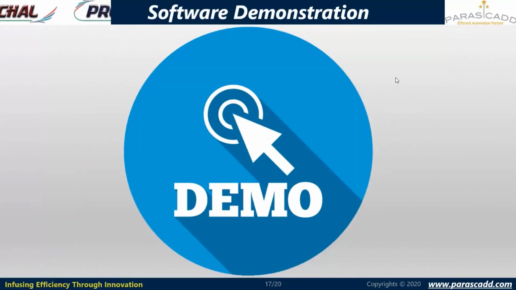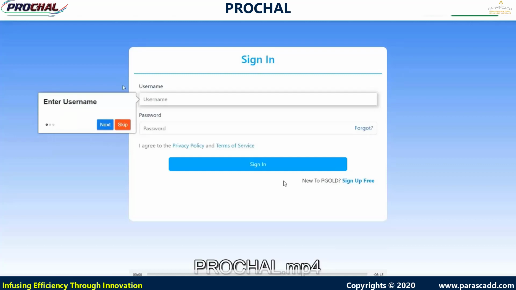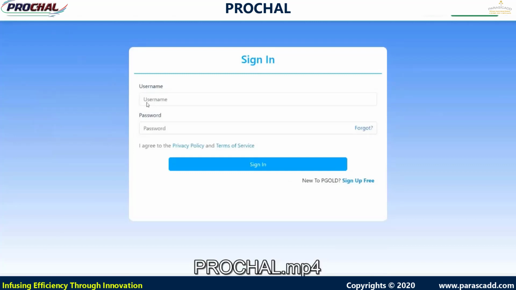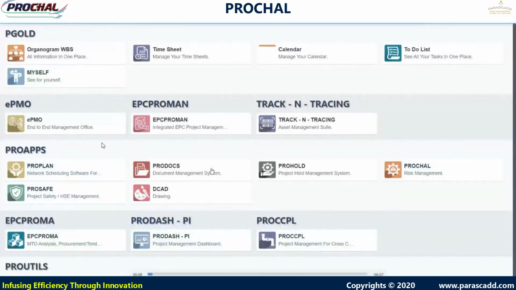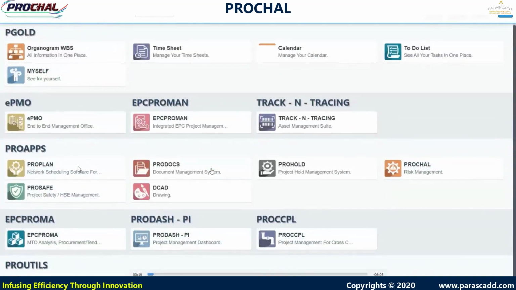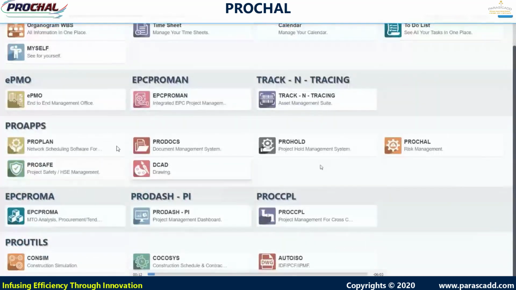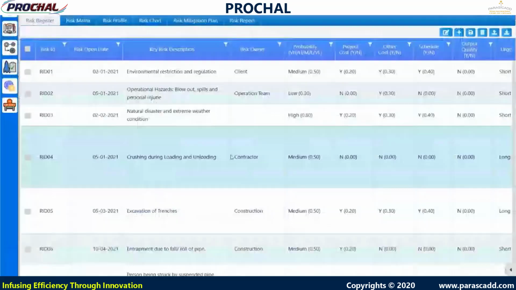Let's see the actual demonstration of risk management, that is PROCHAL. So we are logging in with PGold. We are providing the user credentials and directly land on the app selection menu. Here we will select PROCHAL for risk management. I will directly enter risk management, the risk register.